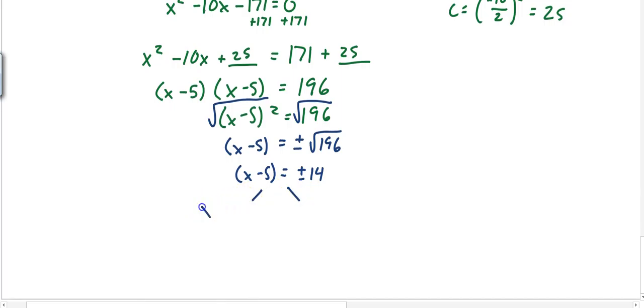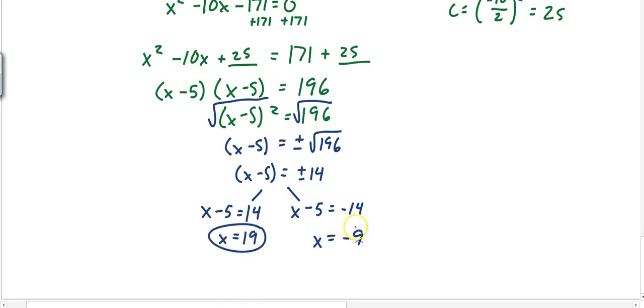I'm going to split this up to solve for x. So x minus 5 equals 14, or x minus 5 equals negative 14. To solve for x, I'm going to add 5 on both sides. So first we get x is 19, or we get x is negative 9.